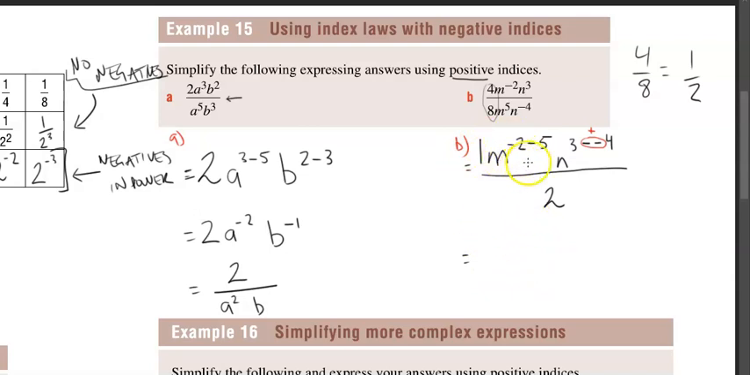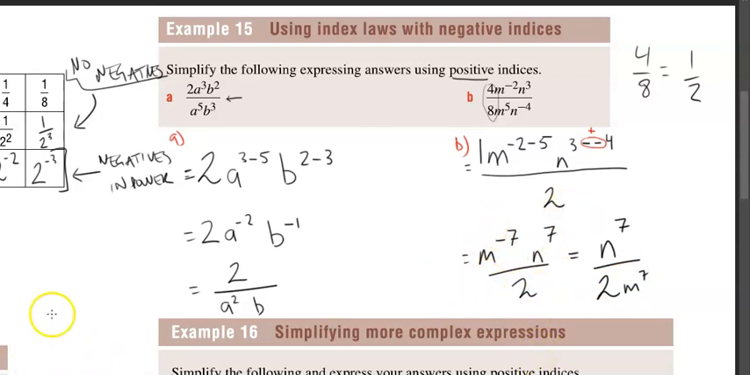M to the power of -2 take away 5 is M to the power of -7. So -2 take 5 is -7. And N to the 3 plus 4 is 7. All of this over 2. Now lastly, we've got this negative on the top. We don't like this, so we're going to keep the N to the power of 7 on the top, and 2 times M to the 7. We're going to put that negative back to the bottom here.